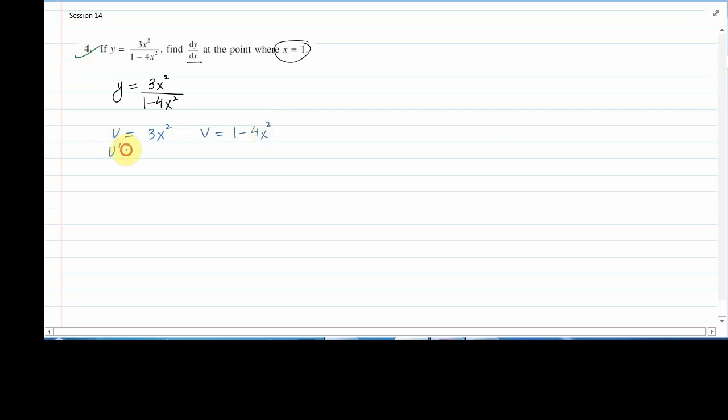The derivative of u is 6x. The derivative of v is minus 8x. Alright, once you have the differentiation of these two functions, now you need to apply the working formula, which says that d by dx of two functions u upon v is equal to v derivative of u minus u derivative of v divided by v square.